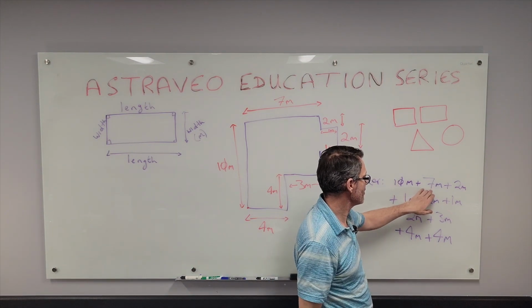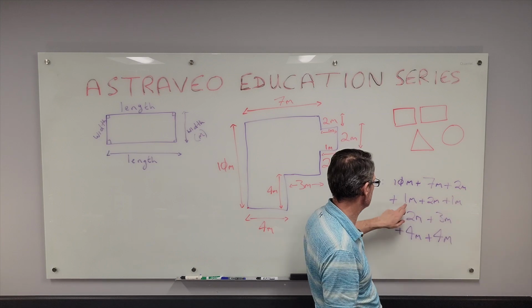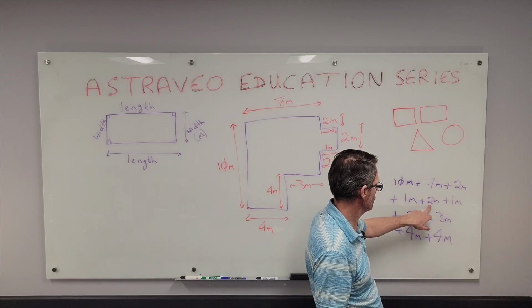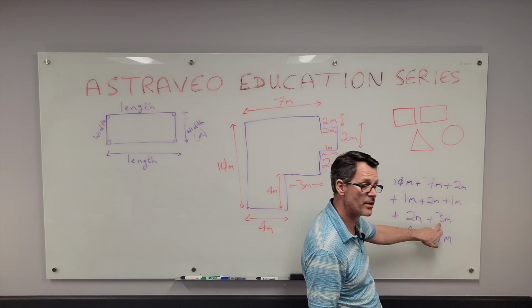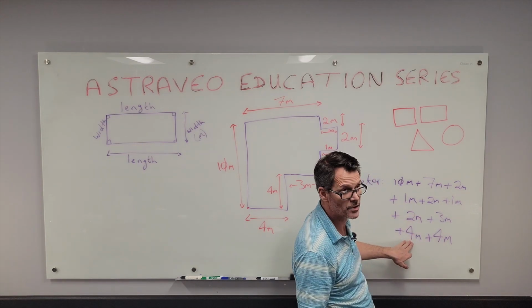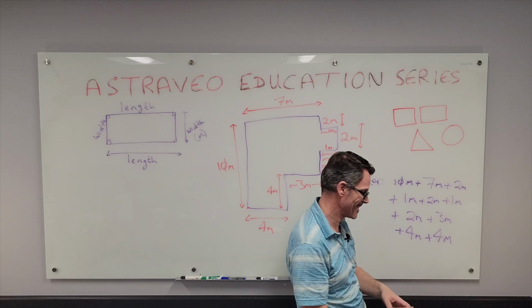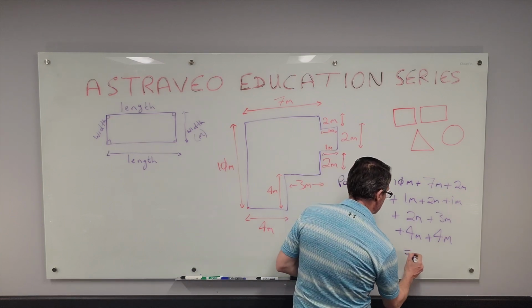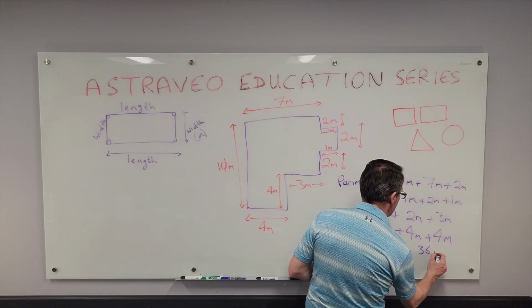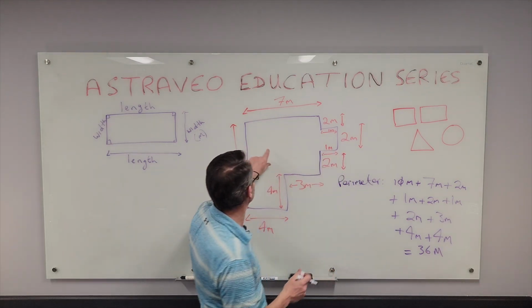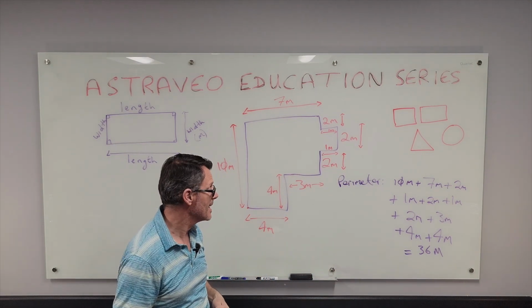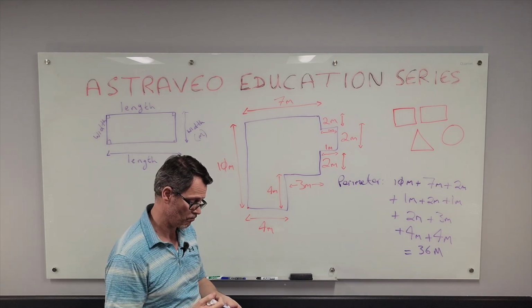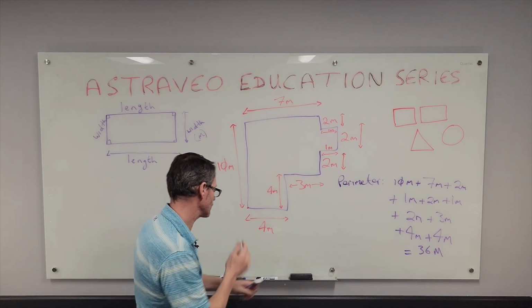10 plus 7 is 17, plus 2 is 19, plus 1 is 20, plus 2 is 22, plus 1 is 23, plus 2 is 25, plus 3 is 28, plus 4 is 32, plus 4 is 36. So, 36 meters. The perimeter of this object, which originally we thought may be a bit complicated, is 36 meters. Not too bad at all.